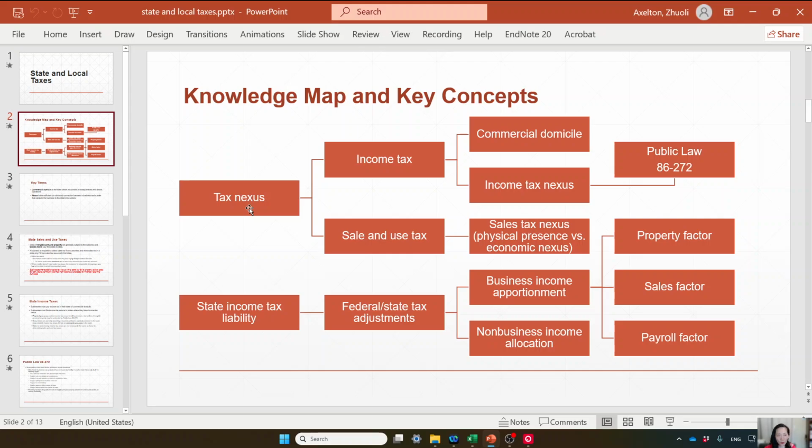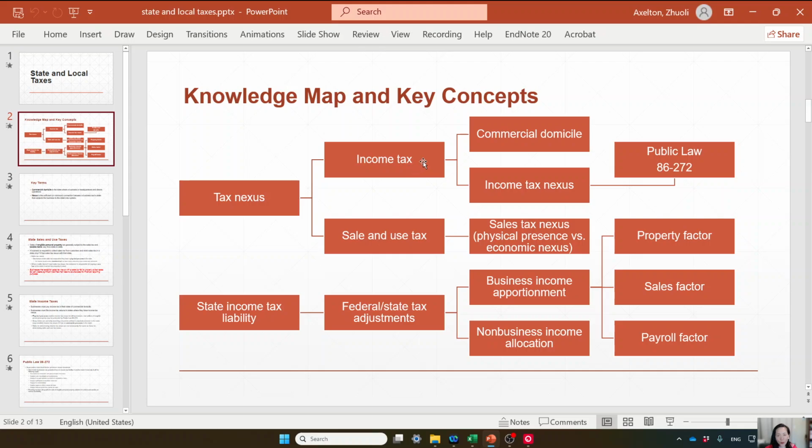So what is a tax nexus? Really, to put it in a simpler way, all it's trying to solve is how to establish the tax jurisdiction or tax authority for a particular state. In other words, the question is: is a business subject to taxation in a particular state? This tax could include income tax as well as sales and use tax.